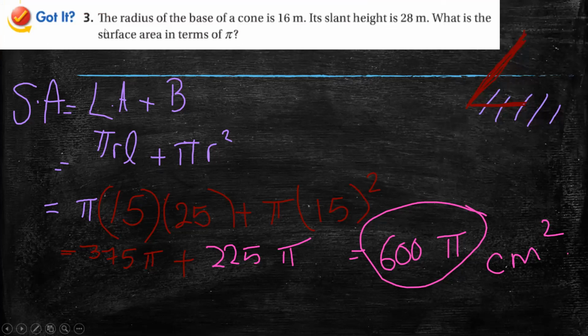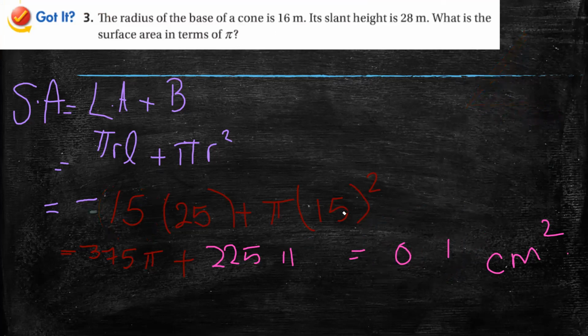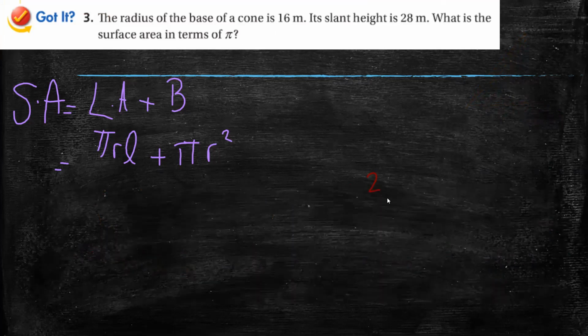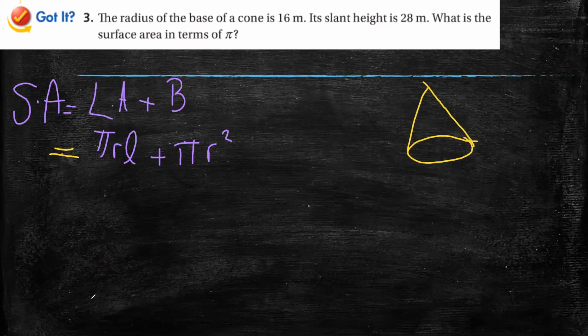Now in this one, we have the same. The radius of the base is 16. The slant height is 28. What is the surface area in terms of pi? So here we will substitute. They told me that we have a cone, and the radius of the cone is 16 and the slant height, which is here, is 28.